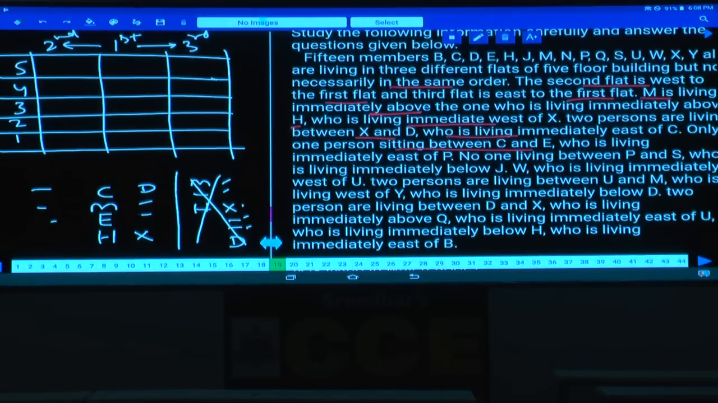E is living immediate east of P. Now this E is to the immediate east of P, hence P must be here. As P is set, tell me what should be the position of this one. This C, M, E, H must be in the first flat. That must be at the center. Are you following this one or not? Hence from where can I start. Now one of the possibilities is C, M, E, H, and the second possibility is C can be on the 4th floor.